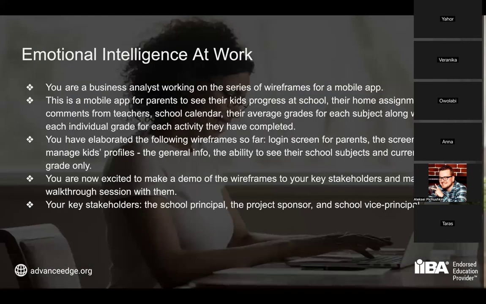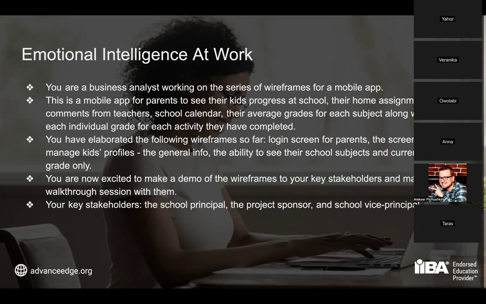So assume you're a business analyst working again on a series of wireframes for a mobile app. This is going to be a mobile app for parents of students who go to a private school. The key stakeholders here are the owner of the school, the business owner, the principal of the school, and the vice principal. These are the key stakeholders you are working with.